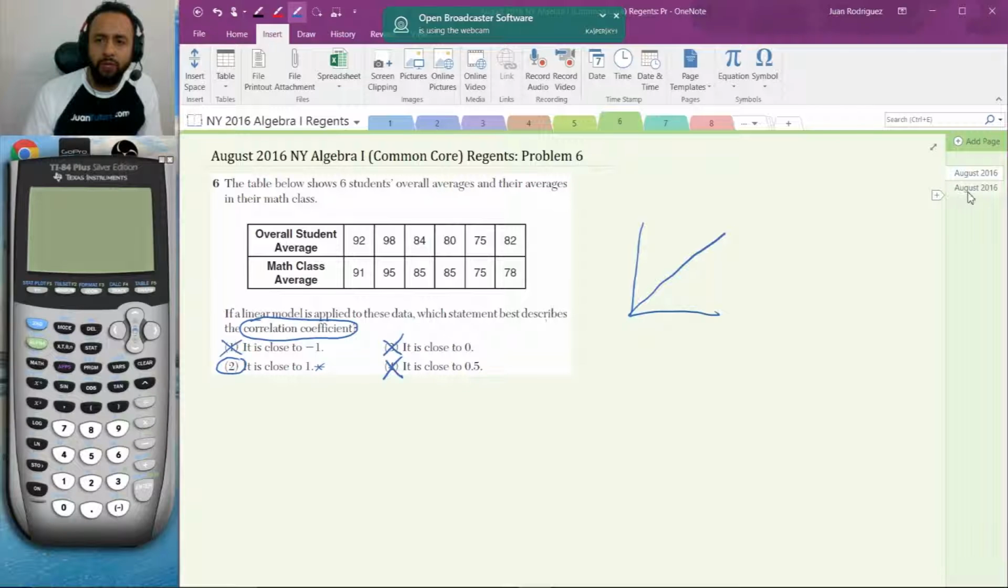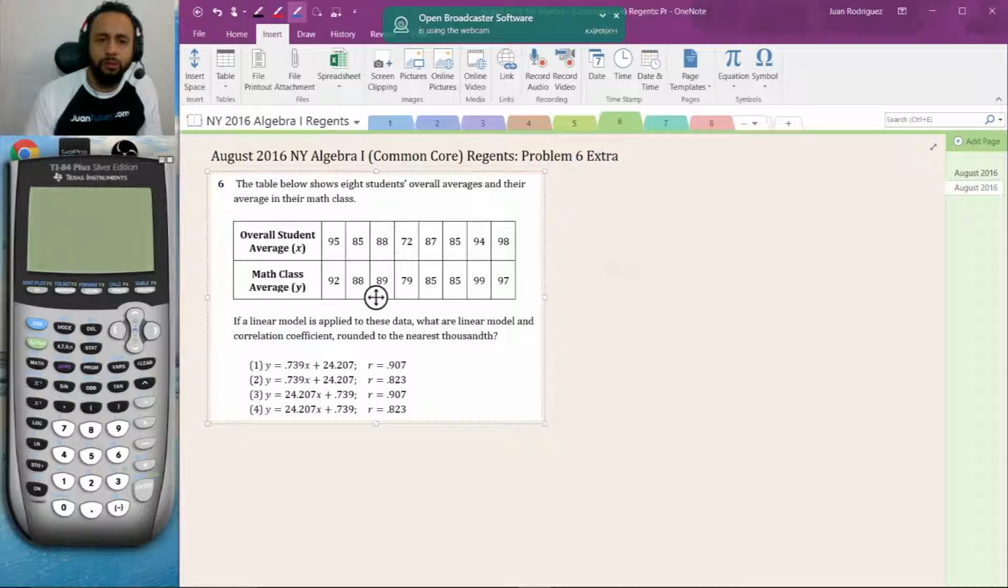Okay, so here's another problem where we're actually going to ask you to get the actual correlation coefficient and all that stuff. So at this point, you should pause the video, try the problem on your own, and when you're finished, press play to see our solution.